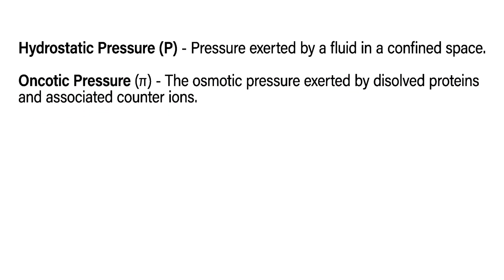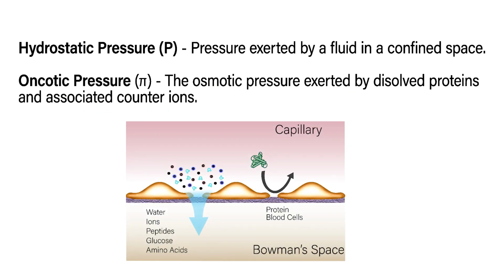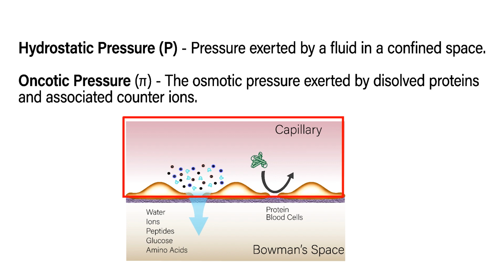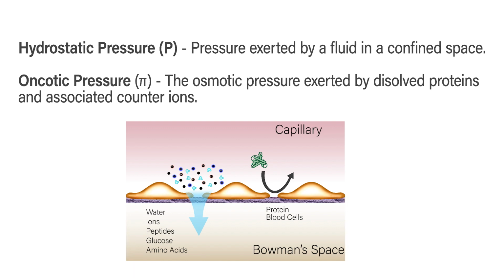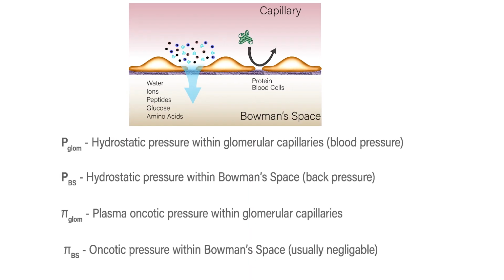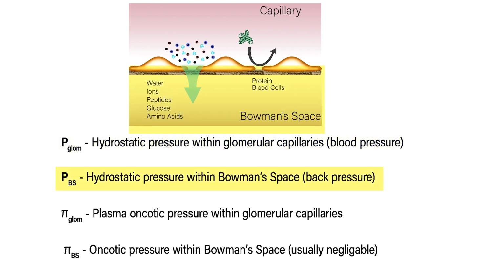Because we're talking about the movement of fluid between two separate chambers, that is, between the lumen of the glomerular capillaries and Bowman's space, these two pressures can be divided into four main components. First of all, we have the hydrostatic pressure within the glomerular capillaries. This essentially is the blood pressure within the glomerular capillaries. And also there's a hydrostatic pressure within Bowman's space. This hydrostatic pressure is essentially a back pressure as a byproduct of the tubular fluid moving through the nephron.